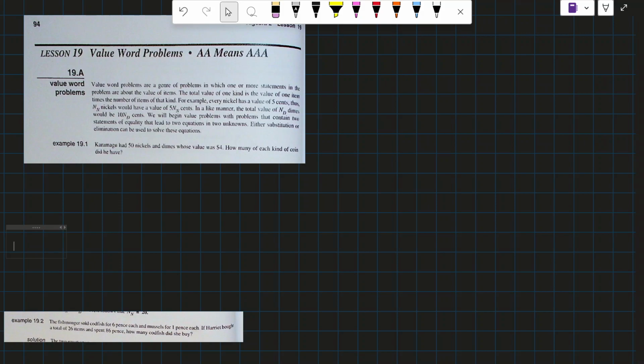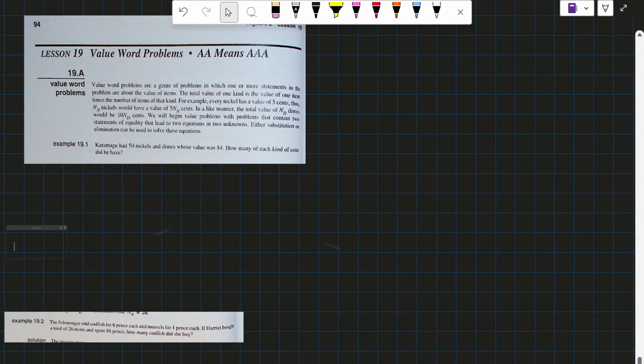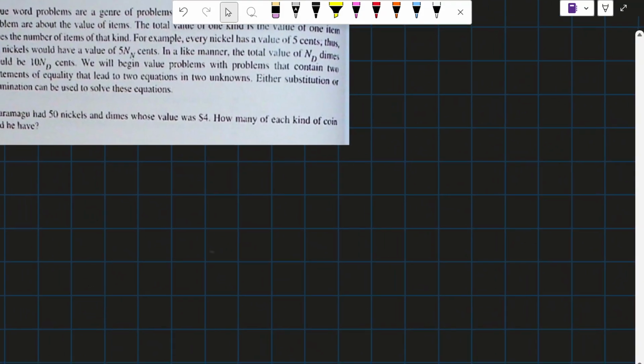Lesson number 19 is on value word problems and geometry theorem angle, which the author says really means angle. So we'll take a look at that. Let's start off with just doing a word problem here. You've got, so I can zoom in on this just a little bit.